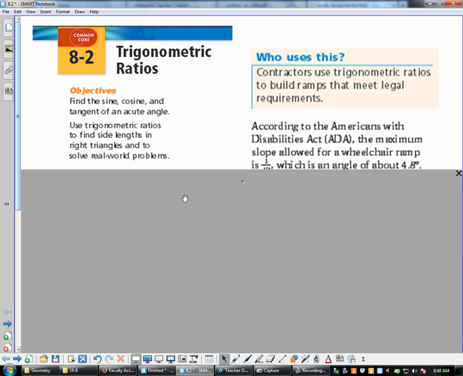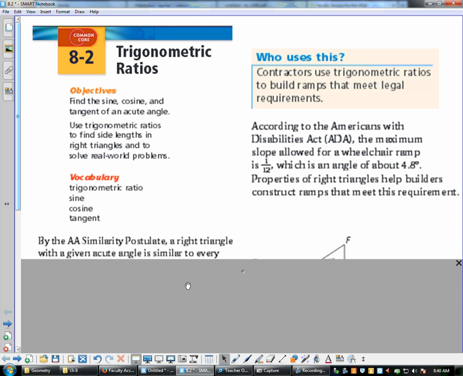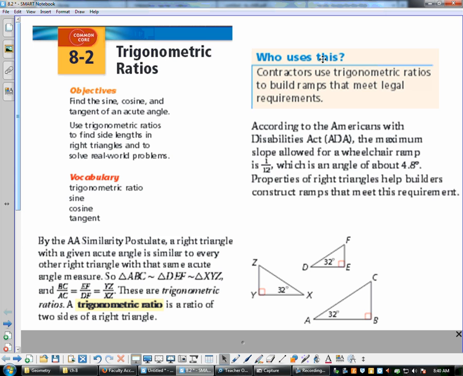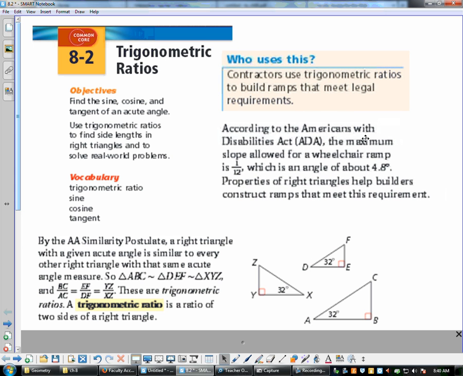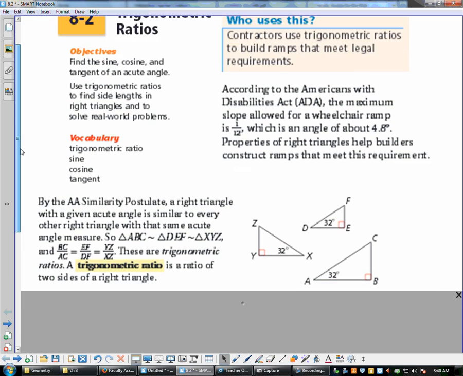So who uses this stuff? Contractors use trig ratios to build ramps that meet legal requirements. I thought that was kind of an interesting example that they showed. According to the Americans with Disabilities Act, the maximum slope allowed for a wheelchair ramp is 1/12, which is about 4.8 degrees. So properties of right triangles can help builders construct ramps that meet this requirement.